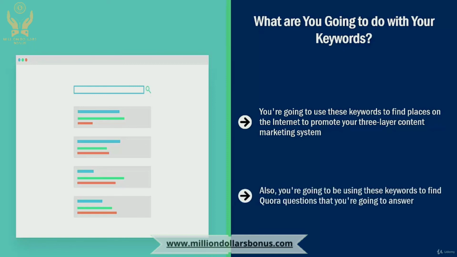You are also going to use these keywords to help guide you through the content creation process. You're going to incorporate some of these keywords into the content that you produce. Also, you're going to be using these keywords to find Quora questions that you're going to answer. You're also going to use these keywords to turn them into questions that you will publish on Twitter.